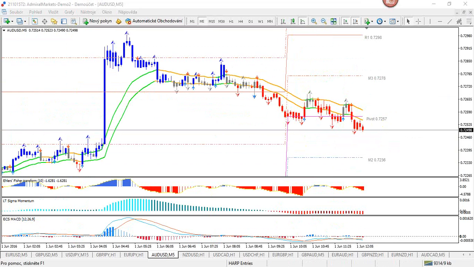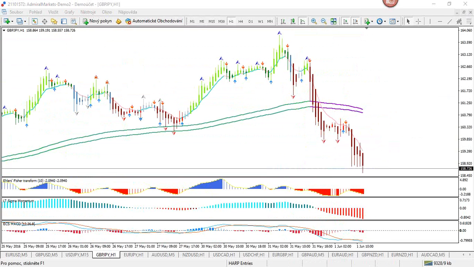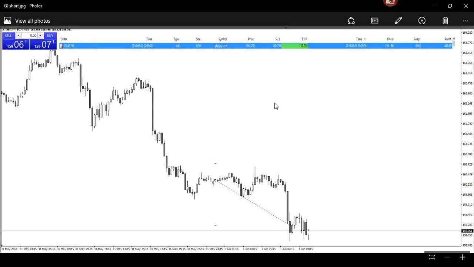Now, are there any pairs left? Let me take a quick look and we'll make a conclusion. Pound yen I want to take a look at. And there was a swing trade that Nena took, basically. And he had, I think, 120 pips.